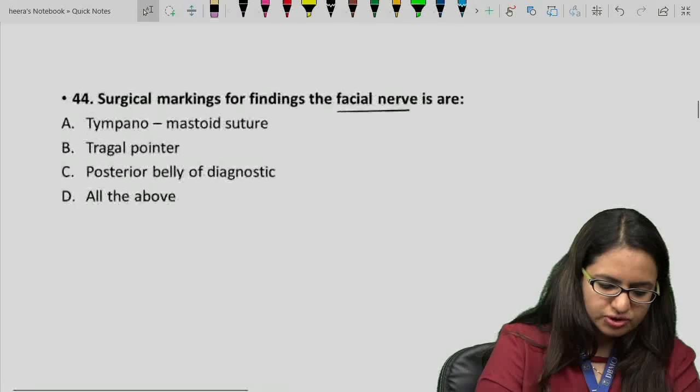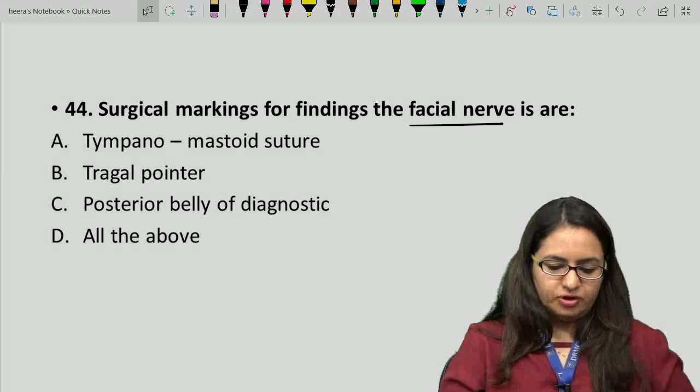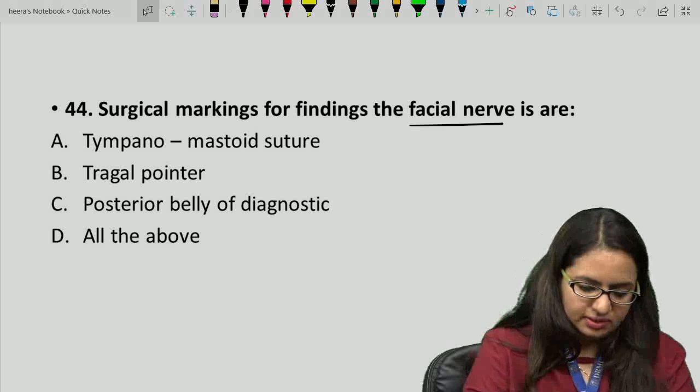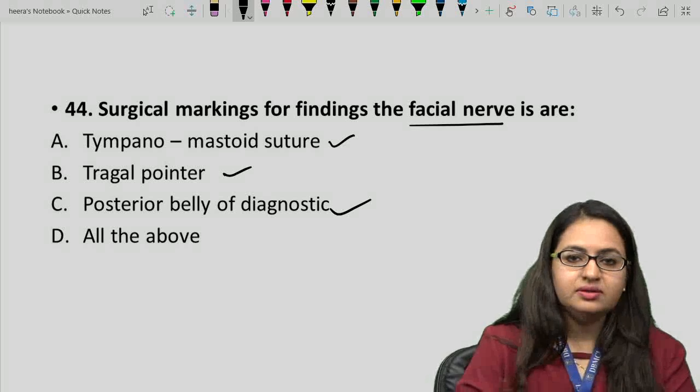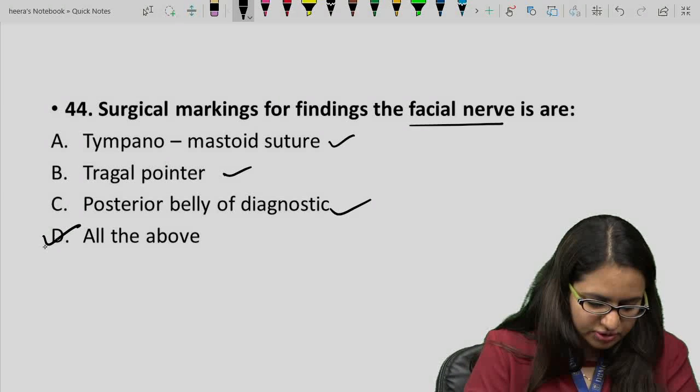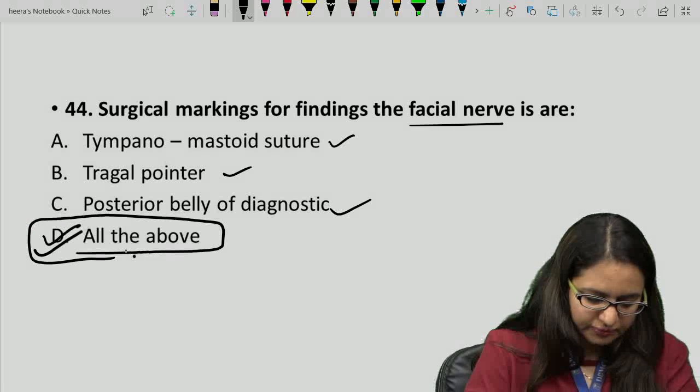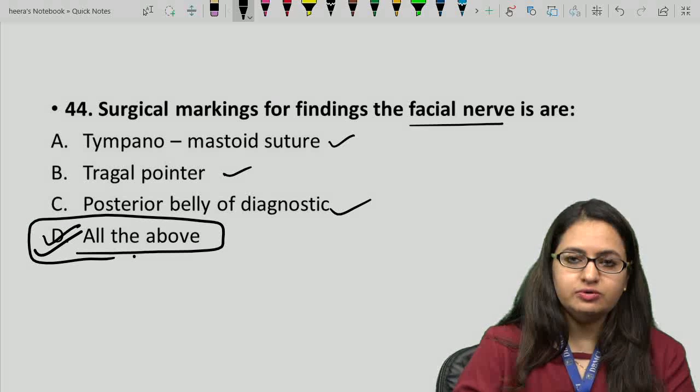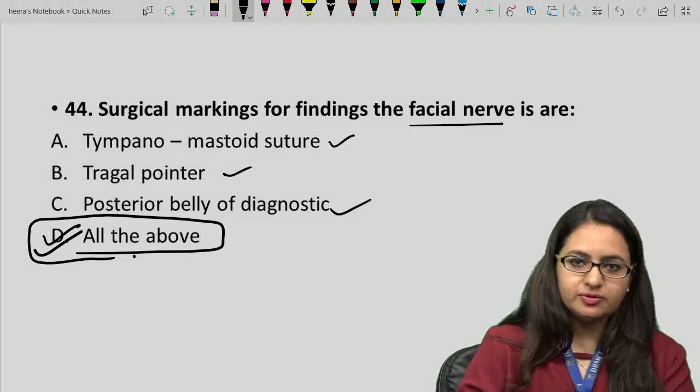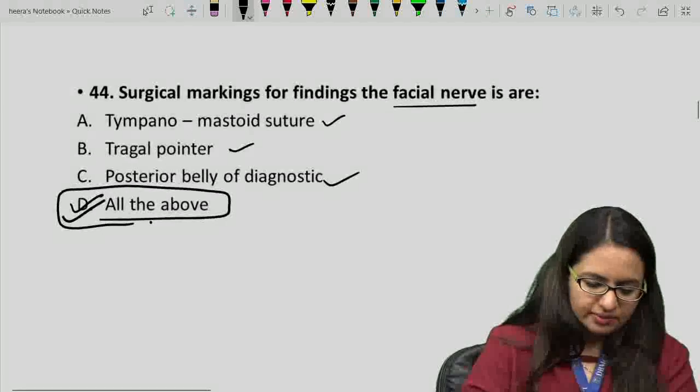So if we come back to the question now, the surgical markings for the findings of facial nerve are, all the three are the surgical landmarks. So the answer for this question will be all of the above. And apart from this, we also include the mastoid process as well as the styloid process as a surgical landmark.